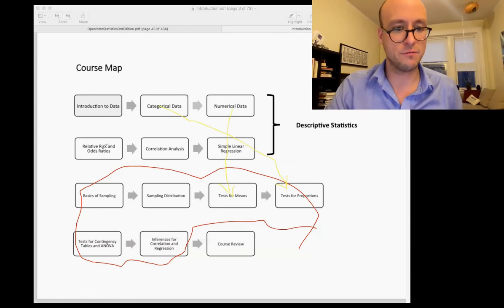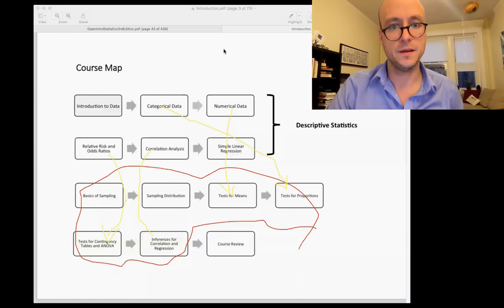And then we can look at relative risk and odds ratios. We basically do a little bit of that when we do tests for contingency. It's the same kind of structure of data. And then when we look at correlation analyses, we see that here in our last module. We see inferences for correlation and regression. And then we also see it here, inferences for correlation and regression.